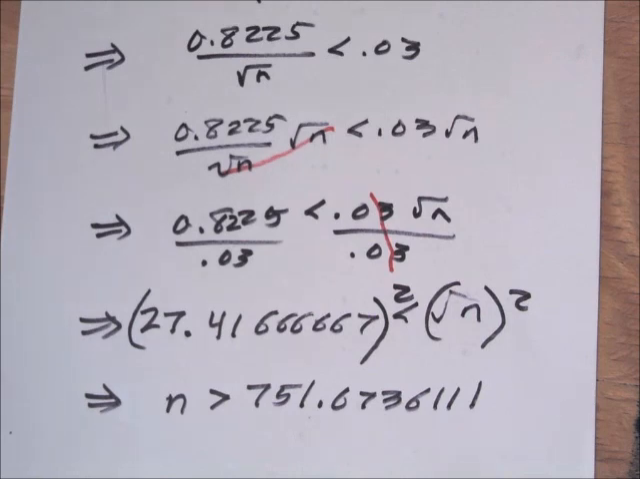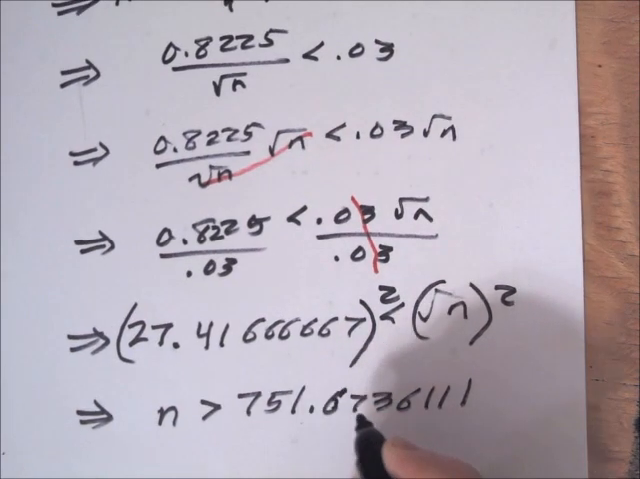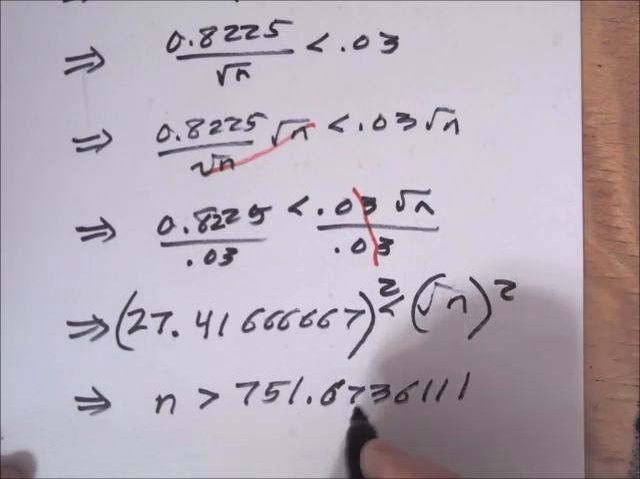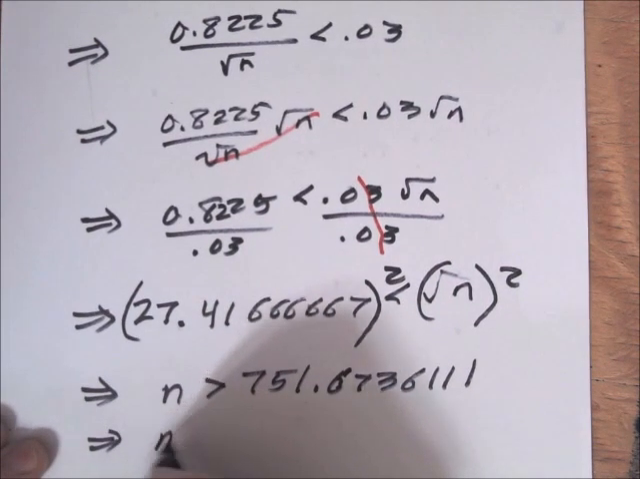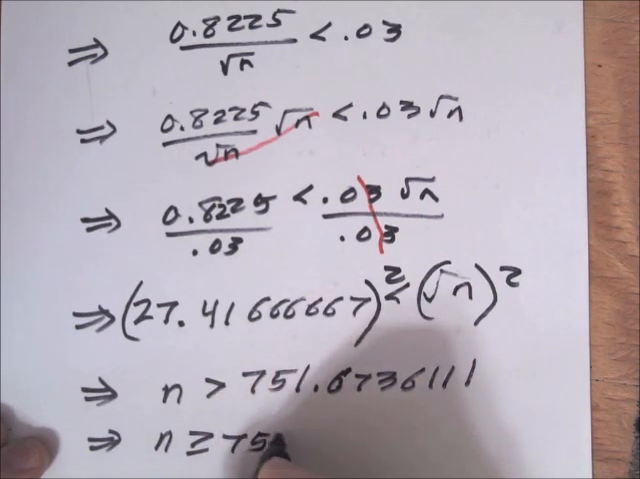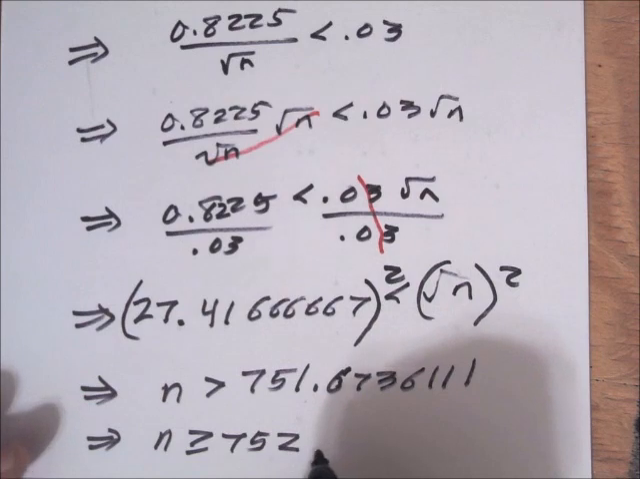Now, a sample size of 751 is not going to give us, or might not give us, our desired margin of error. 752 will give us a little bit bigger than what we need, but it's better to have an overestimate than an underestimate. So 751 point anything, even if 751.01 or something, we want to round up to 752. So the sample size has to be at least 752 voters.